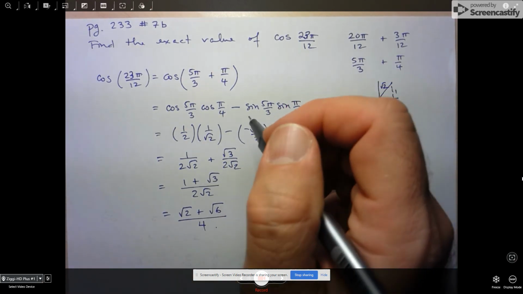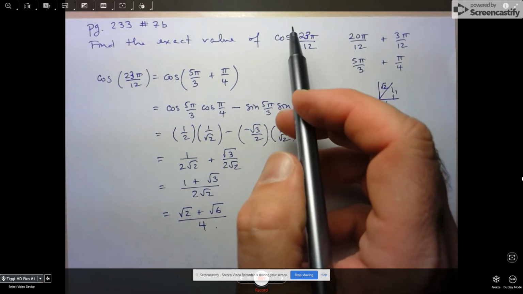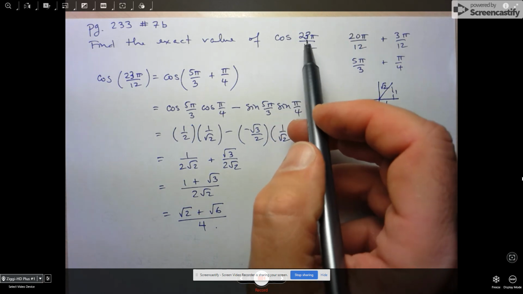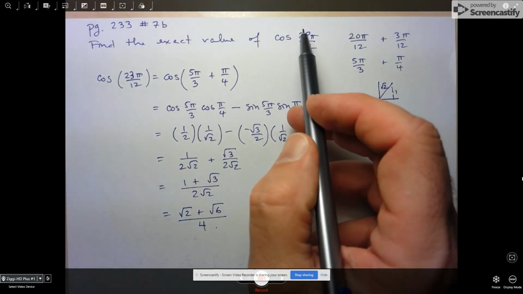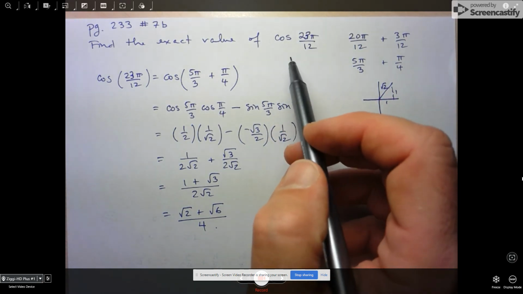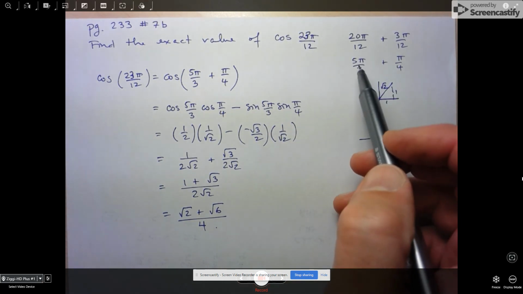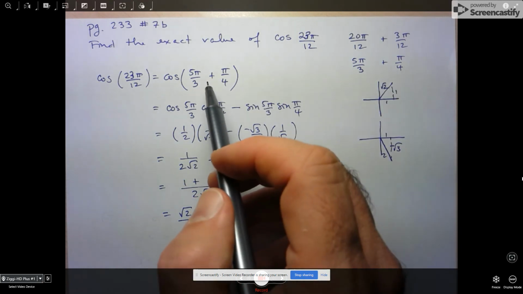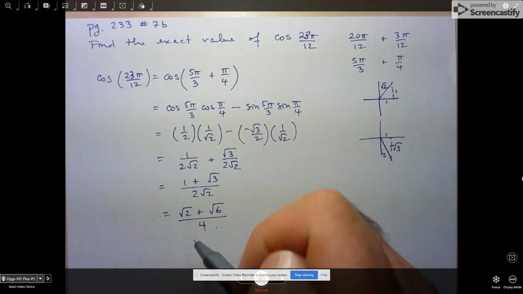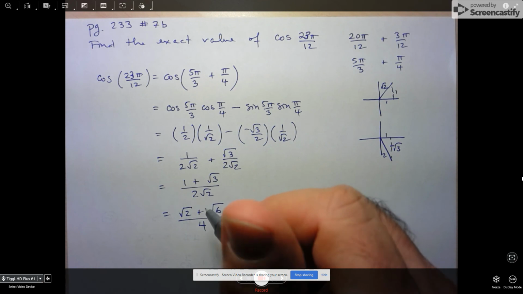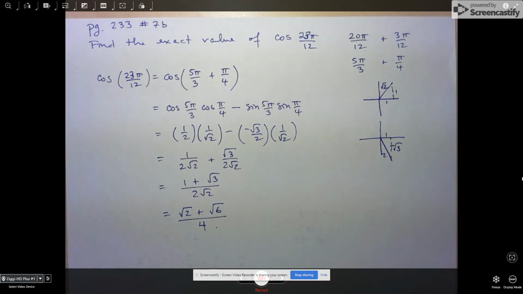Okay, so just to do our quick recap here, I'm looking for an exact value for a trig ratio of an angle which is not a special angle. So the idea is to write it as a combination of special angles. In this case it was a sum, so I could just apply my sum formula to calculate the exact value. Okay, that's it for this one.